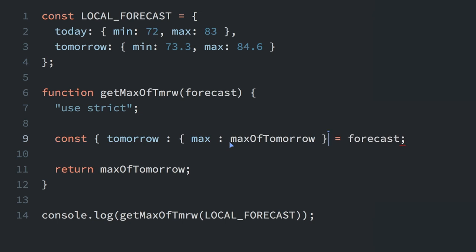Now we need two sets of curly braces here. So we have this one and this one. And so we've destructured two times, and the variable is max of tomorrow. So we've set the max that was inside tomorrow to max of tomorrow. So if I run this, you'll see it's 84.6.